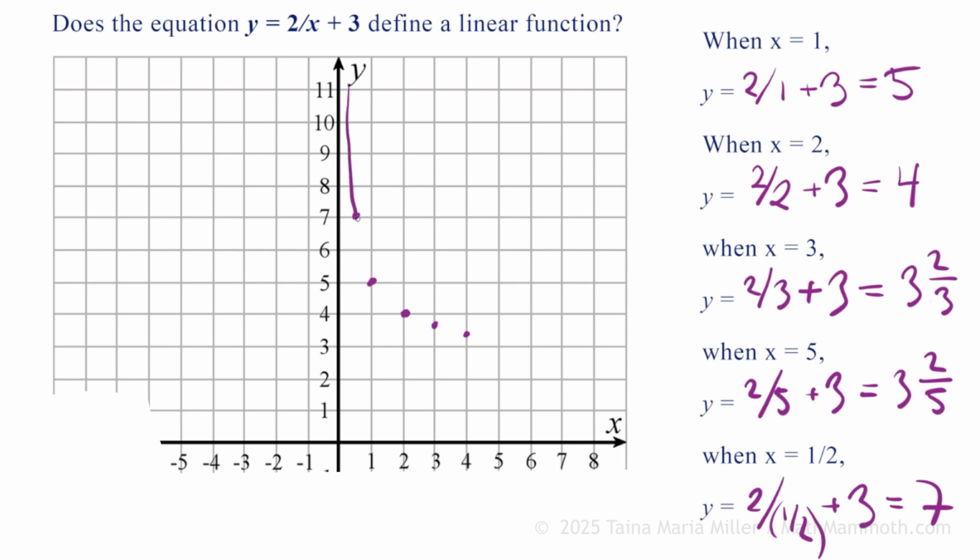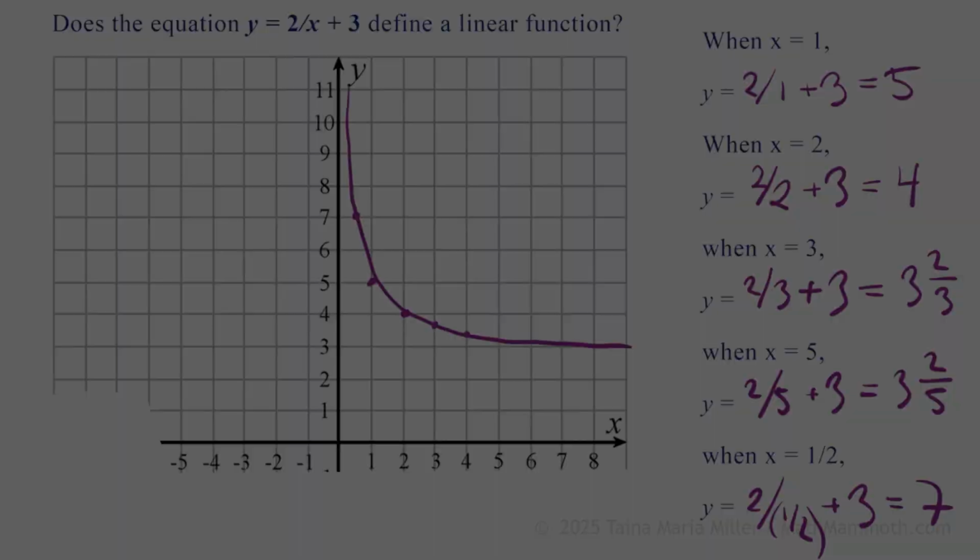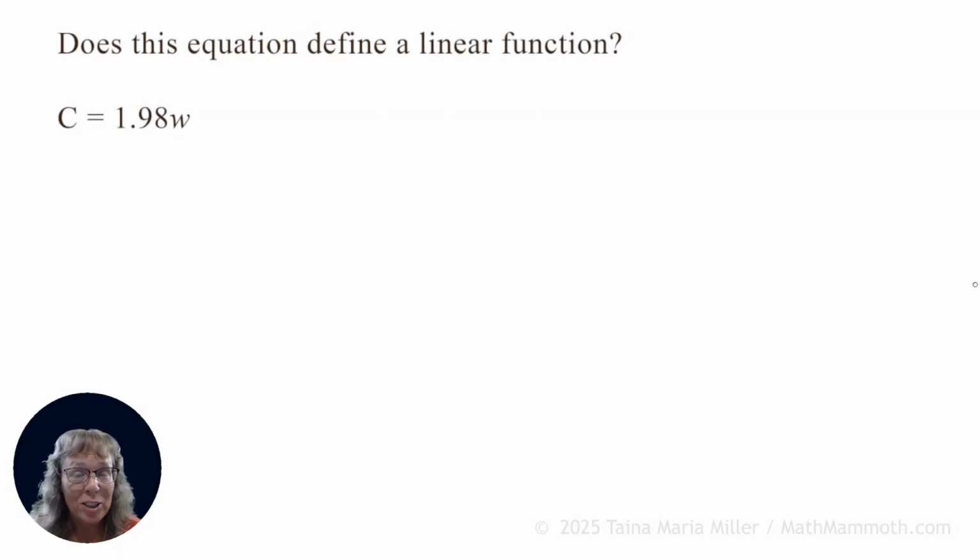Its graph actually would be like this. And it approaches 3, but it never actually crosses 3. Because of this plus 3, y can never be less than 3 as x gets bigger. But approximately like that. Lastly, does this equation define a linear function?